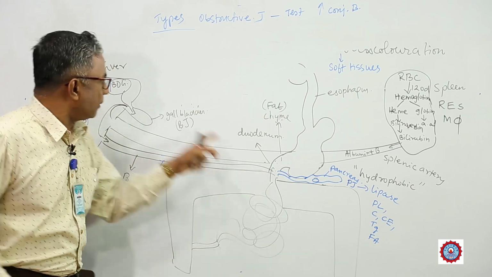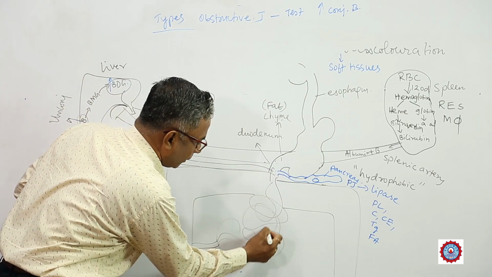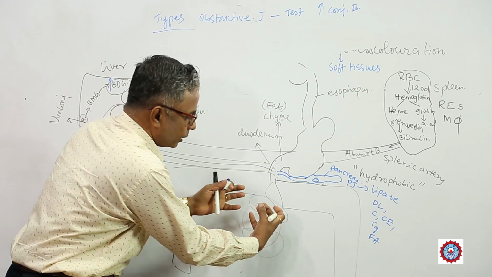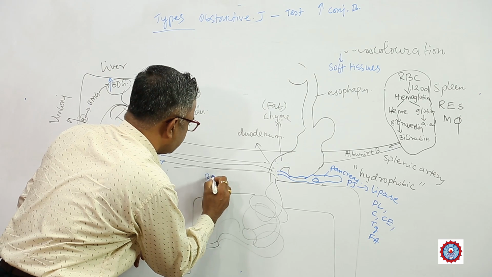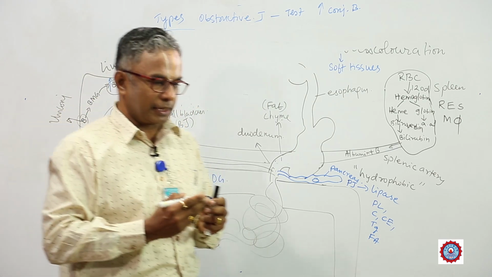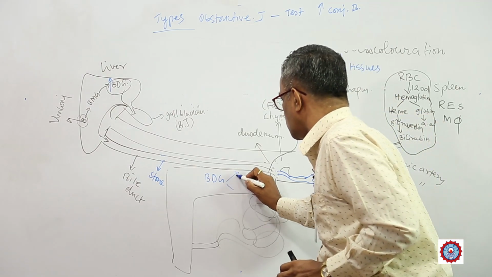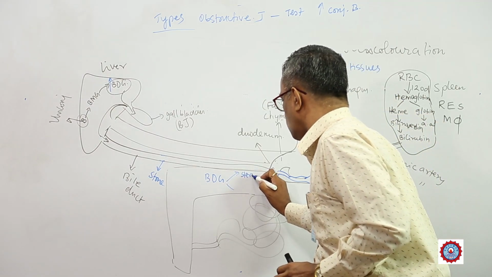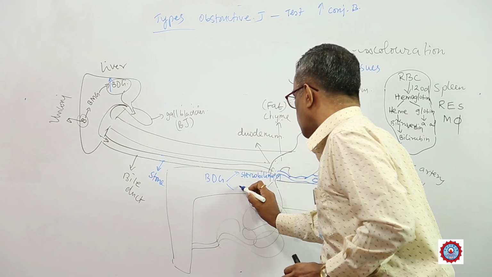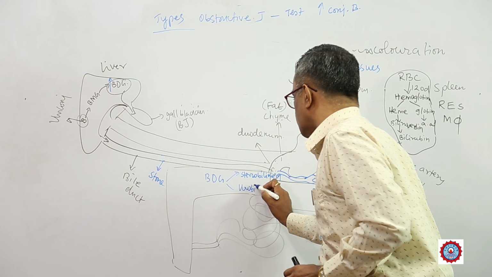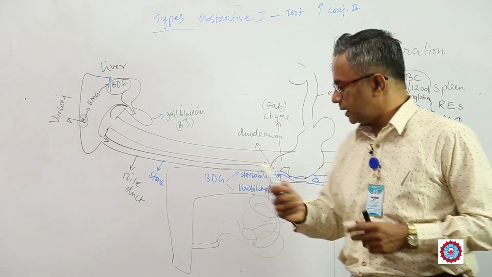the bile juice with BDG, bilirubin diglucuronide, comes to the duodenum and then is absorbed in the intestine along with the food, into the blood. It will come to the intestine. In the intestine, it will be converted into two compounds. One is called stercobilinogen. Another one is called urobilinogen. Two types of compounds are formed in the intestine.